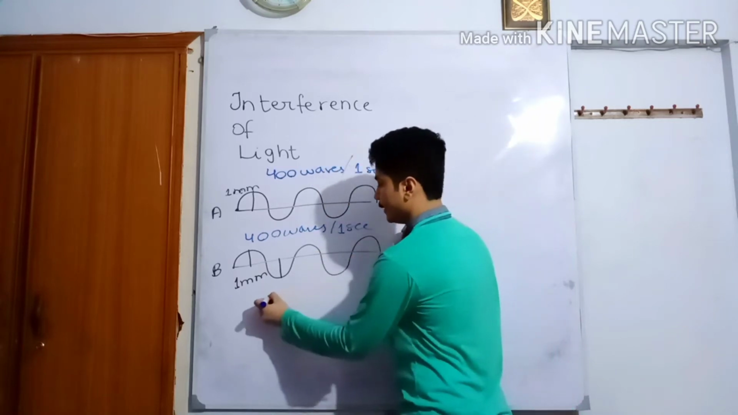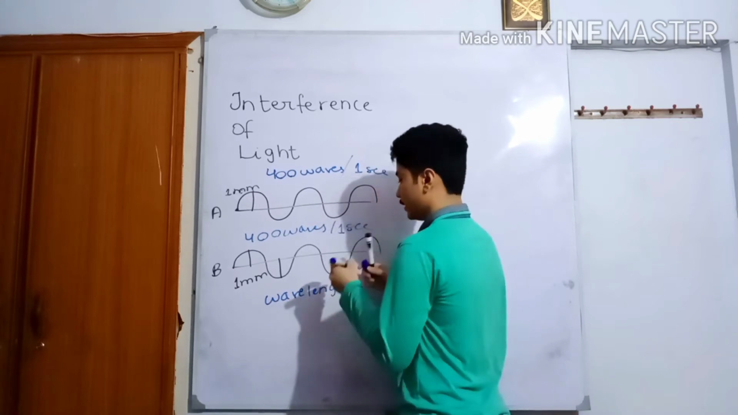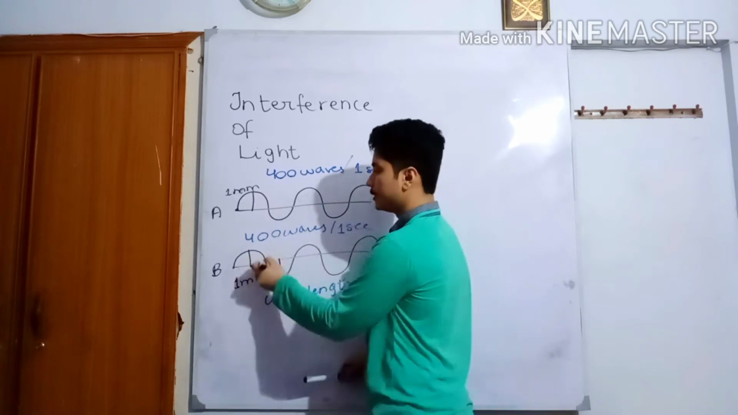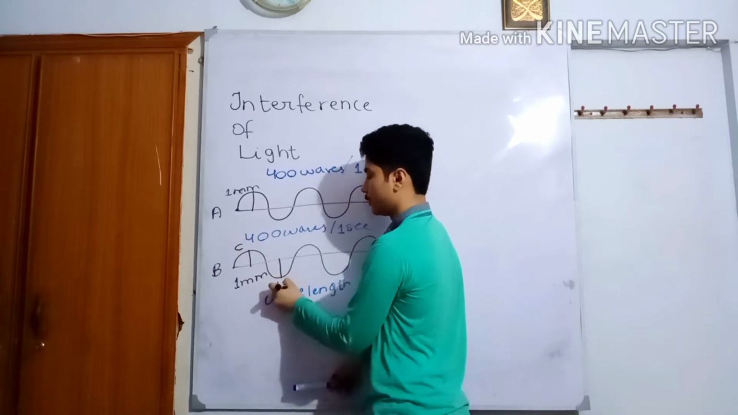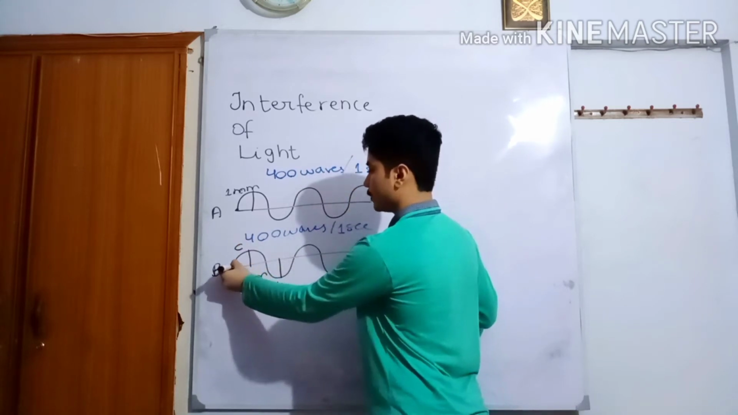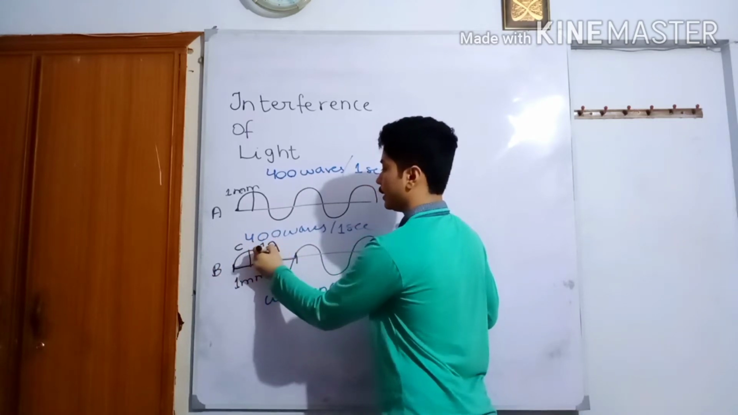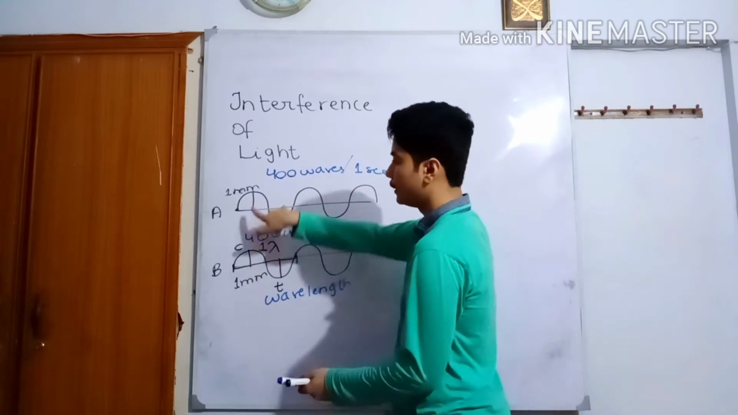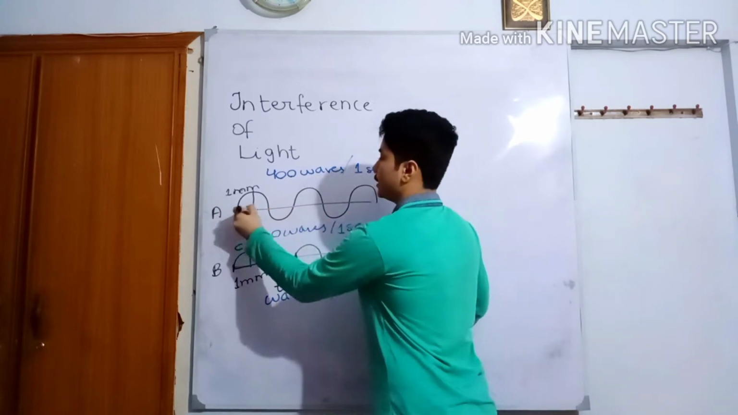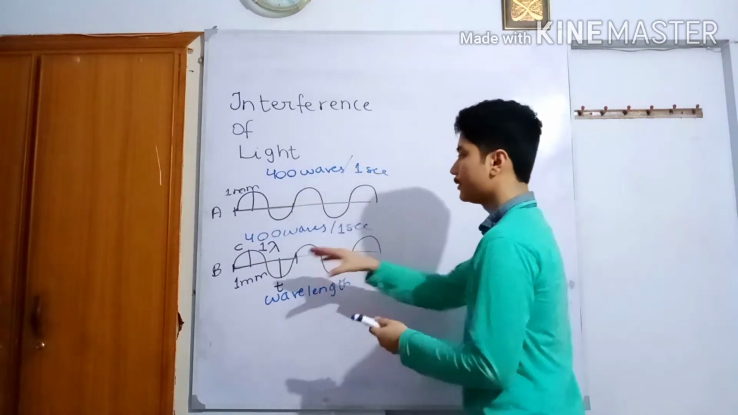Now their wavelength is also the same. What does this mean? The upper portion of the amplitude is called the crest, and the lower portion of the amplitude is called the trough. So the wave starts from a crest and ends up at a trough. This is called wavelength, or you may say 1 lambda. So this wavelength is equal to this wavelength. I have not measured it correctly, but we have to consider it. Alright, they're both having the same direction.